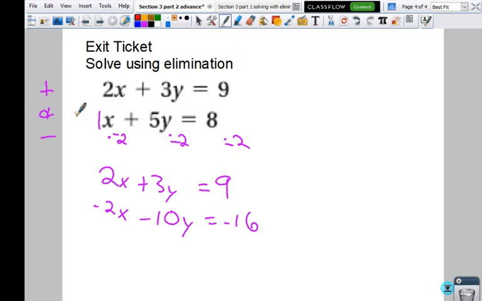Wait, I thought this was... no. It says exit. Oh wait. Did we not do it in class? Never mind. We'll do the exit ticket together. That's okay. We'll do the exit ticket together.